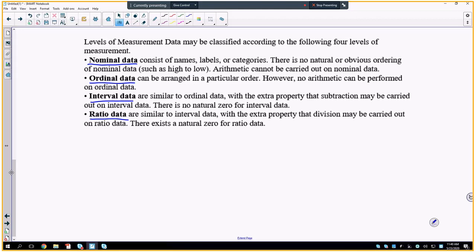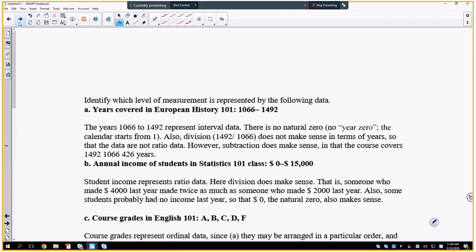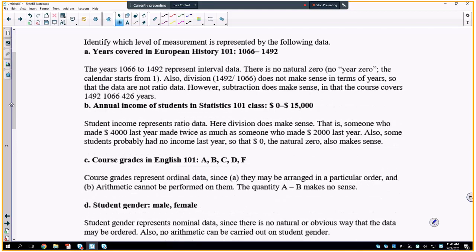So you can sort of think of these as layers. Ratio data is the most flexible. You can order it, you can subtract, you can divide. Interval data, you can order it and subtract, but not divide. Ordinal data, you can order it, but no subtraction, no division. And nominal data, you can't do any of those things with it. So we'll look at another example, but we'll save that for the next video.